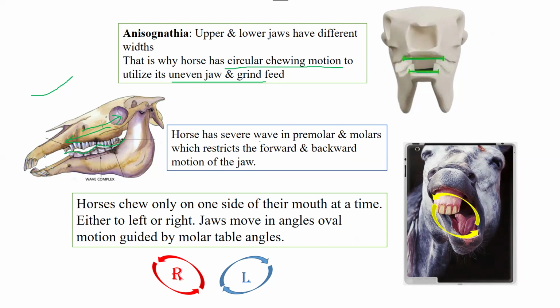And how do they eat? Horses chew only on one side of their mouth at a time, either to the left or to the right. Jaws move in an angled oval motion guided by molar table angles. What does this mean? First, they eat on one side at a time. Next, they eat in an oval motion like this.